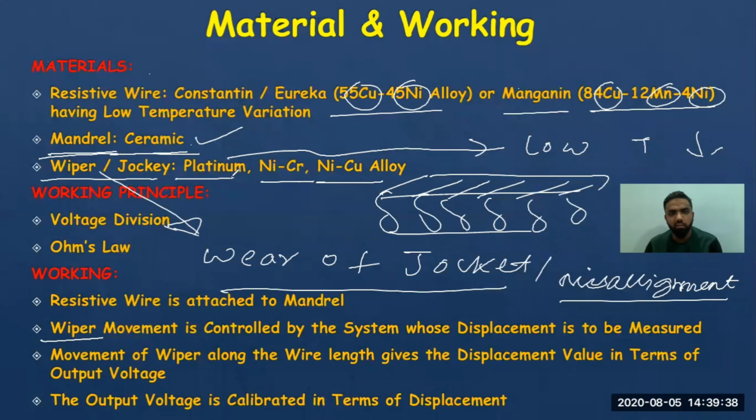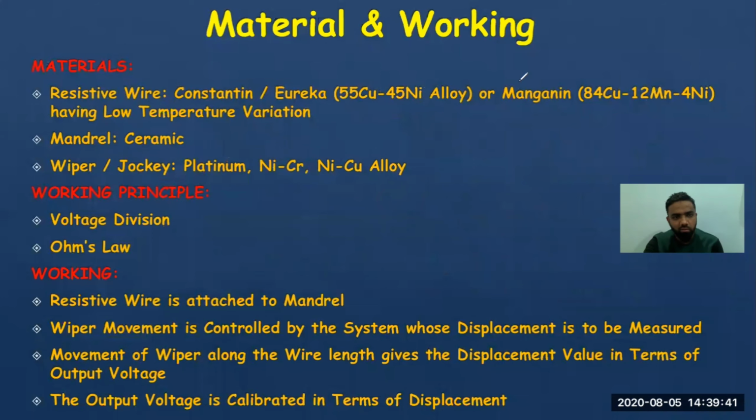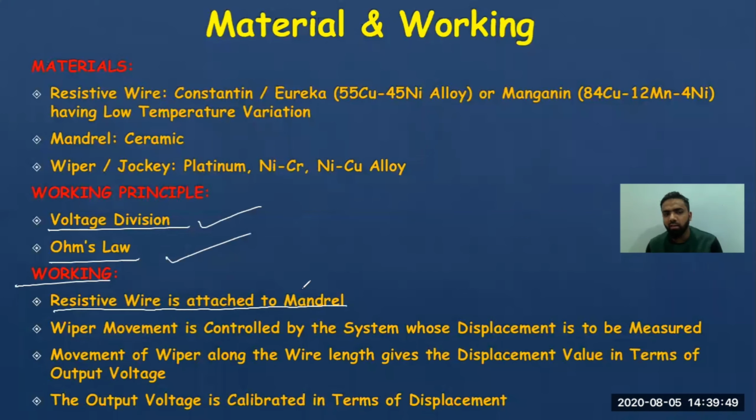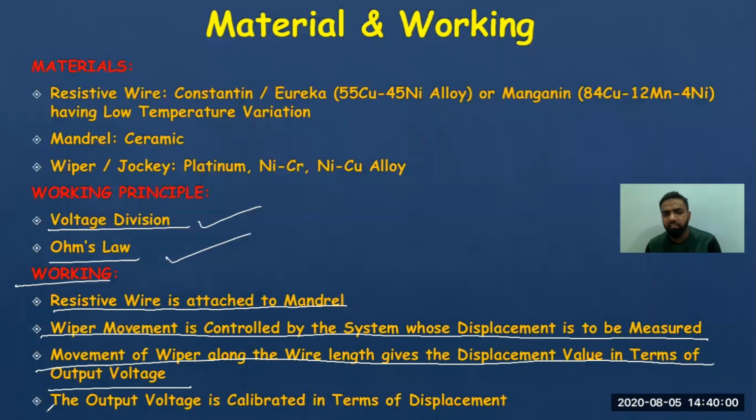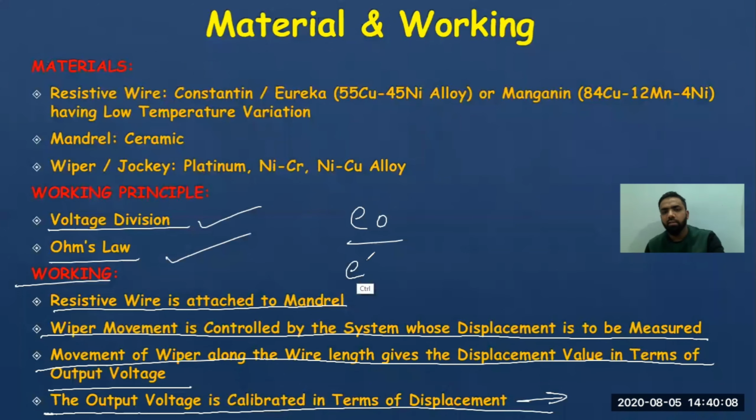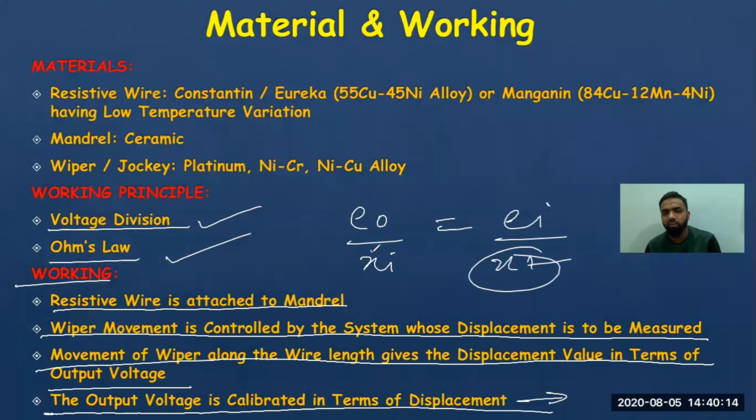Now we'll go to the second part, which is all about the working principle. I have already told you what voltage division and Ohm's law mean. Now, the resistive wire is attached to the mandrel. Wiper movement is controlled by the system whose displacement is to be measured. The movement of the wiper along the wire length gives the displacement value in terms of output voltage. This is already explained via the derivation. The output voltage is calibrated in terms of displacement. E naught by Xi will be equal to Ei by Xt. By this we can calibrate this value if we know all these terms properly.